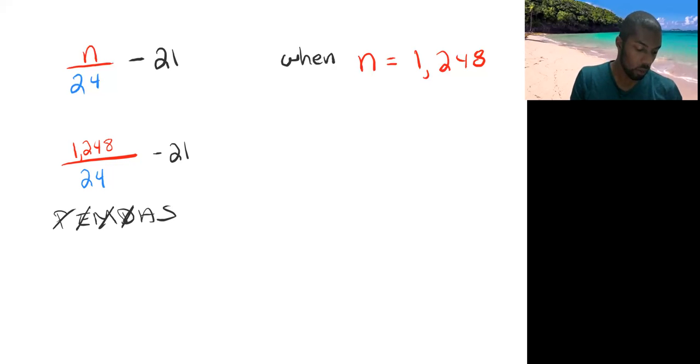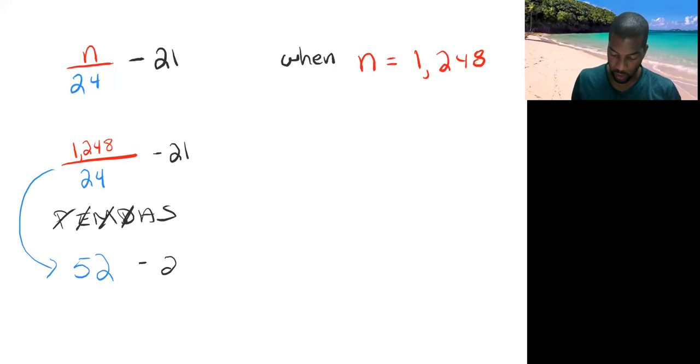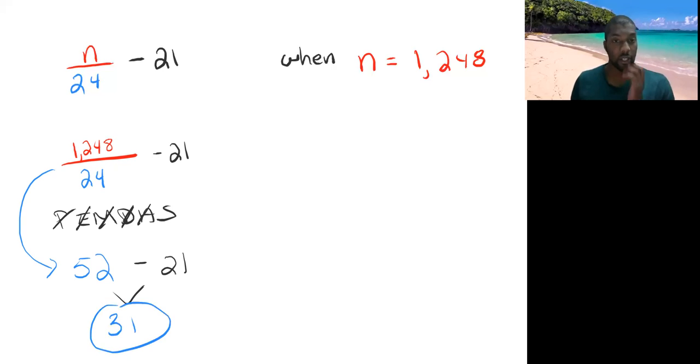I type that in, 1,248 divided by 24 comes out to be 52. 52 minus 21, no addition, so then subtraction. 52 minus 21, 31. That's it. There's your answer. So use substitution, then go into PEMDAS, and then just normal solve. And let's do one with an exponent, and then we are done for today's video.